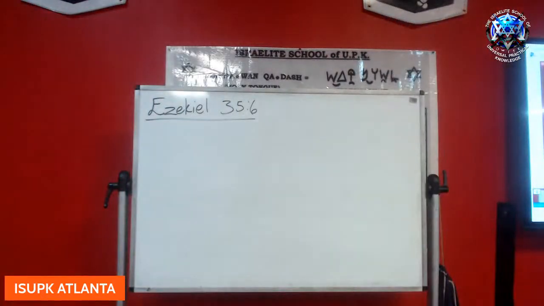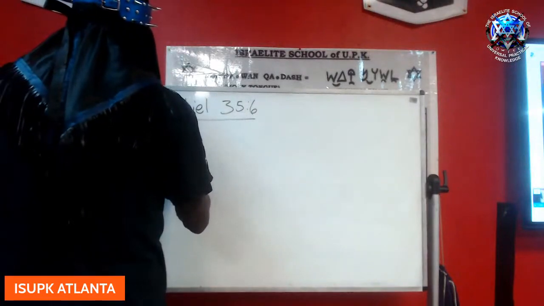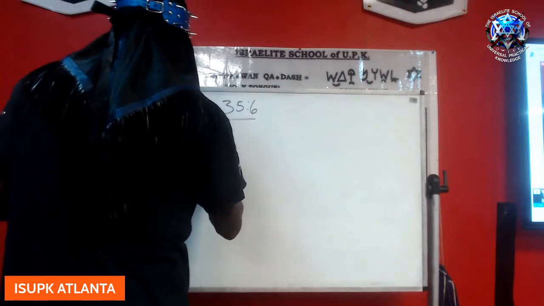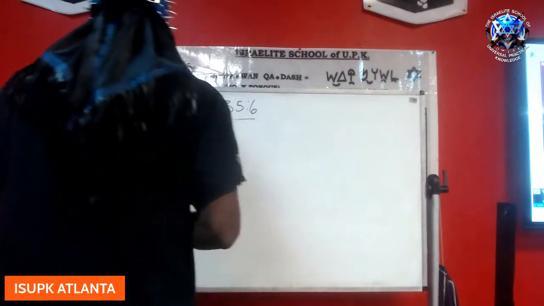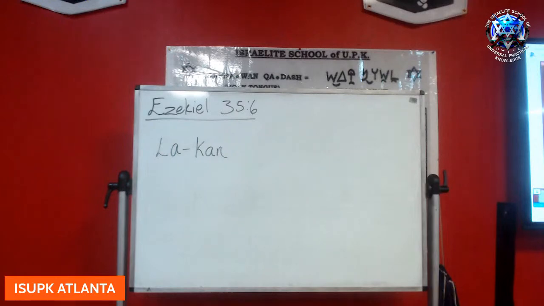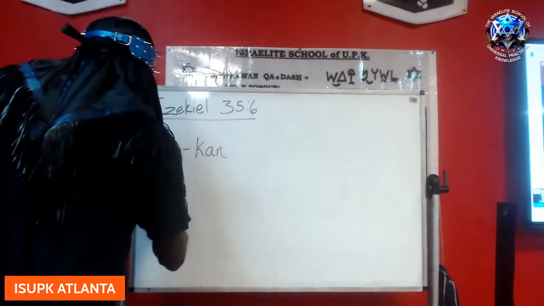All right, so Ezekiel 35 and 6, the first word is Lakan. Let's find out what Lakan is. Lakan is the word for therefore. Lakan is therefore.